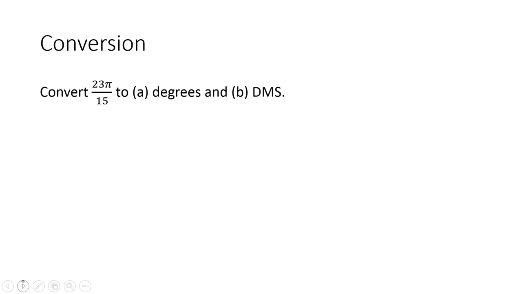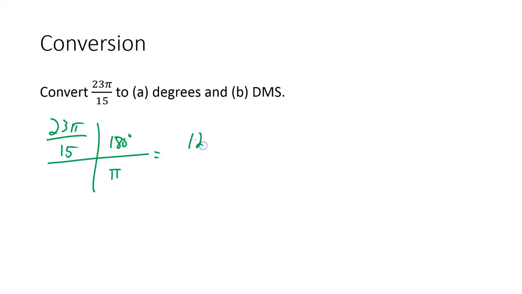So let's jump in. First we're going to do a little conversion here. We've got 23 pi over 15. We're going to convert that to degrees and also to degrees, minutes, and seconds. So 23 pi over 15 must be radians because there are no units there. Put it into the box. We want to do a 180 and a pi. I want the radians to cancel, so the pi goes on the bottom, 180 degrees on the top.